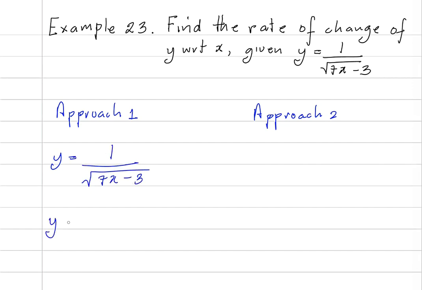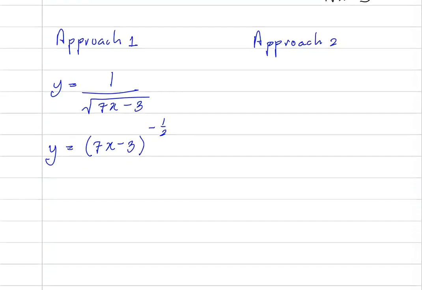This is y is equal to 7x minus 3 raised to the minus a half power. Whenever you're asked to find a square root, the square root is the same as saying raised to the half power. If the power is in the denominator and it's positive, when you bring it up, the sign of the power changes to negative. That is from a law of indices.